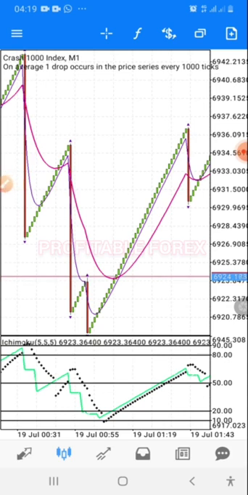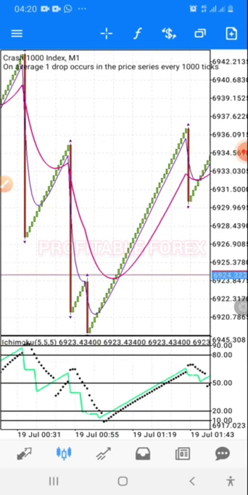So this is crash 1000. If you're scalping on crash 1000, make sure the Ichimoku and the parabolic SAR are at the oversold level, which is the level 20 and 10, and make sure the moving average has crossed below the chart. Then you enter for a buy, take 6 candlesticks, and you're out of the market.